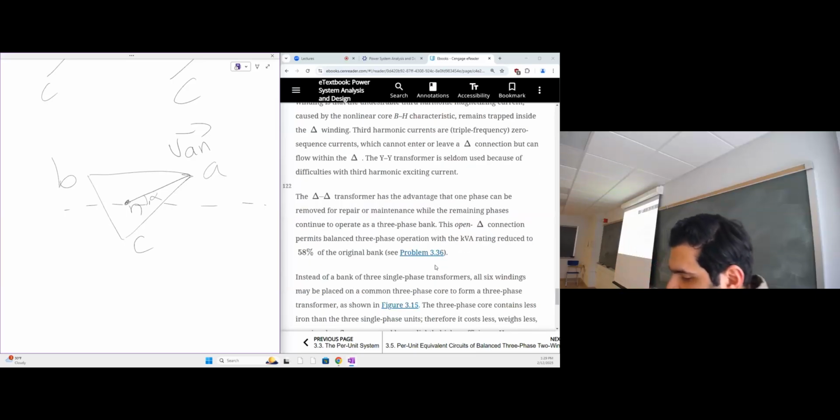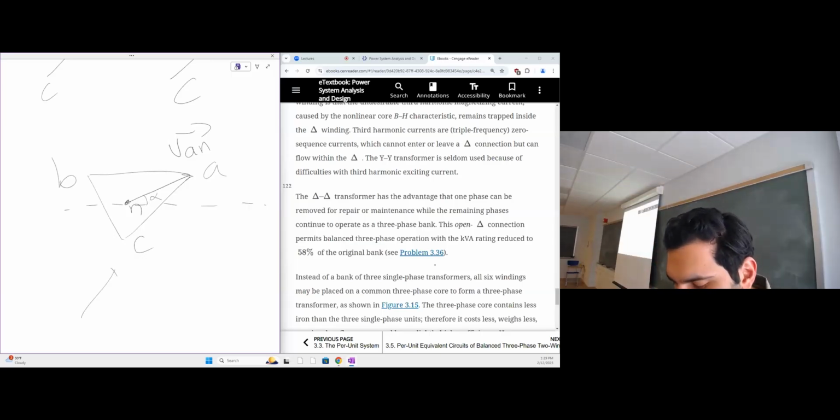Here, there's an interesting thing about delta-delta connectivity. There's a certain advantage that one phase could be removed while the remaining phases continue to operate, but with reduced potential. I think the KVA rating will be reduced to 58%. So it won't be an open circuit. It will be still operating.